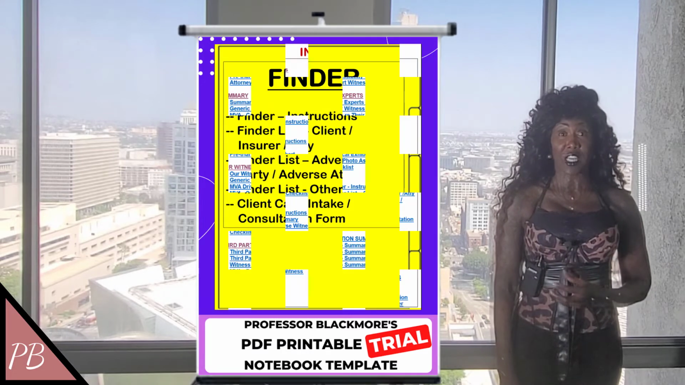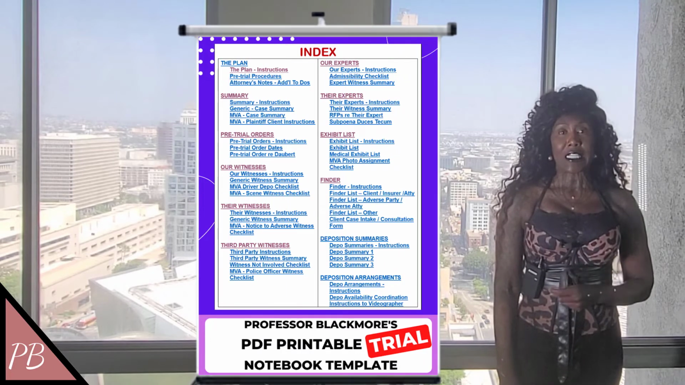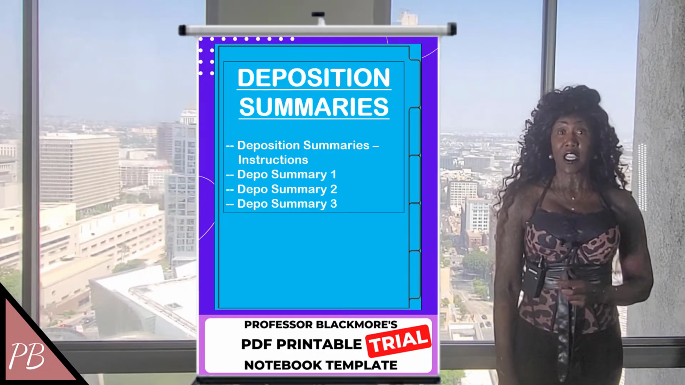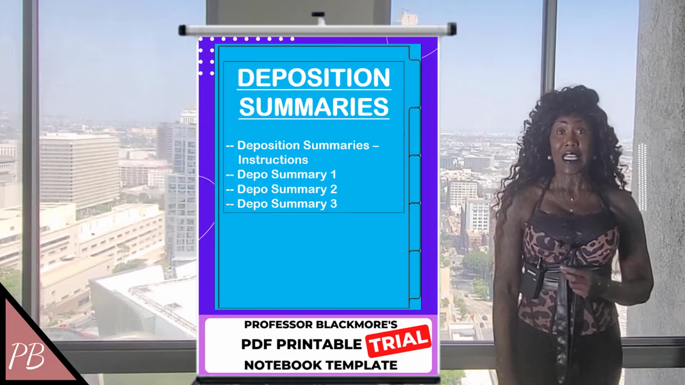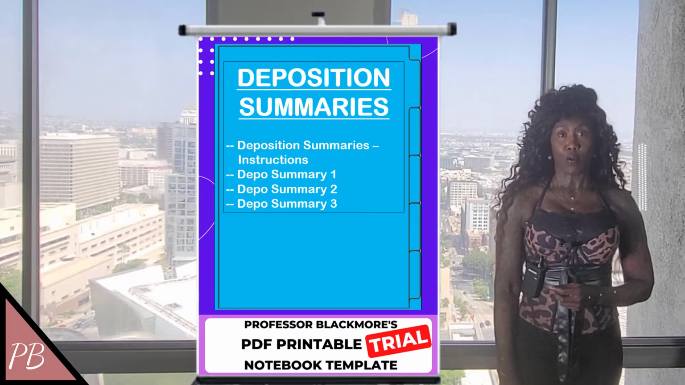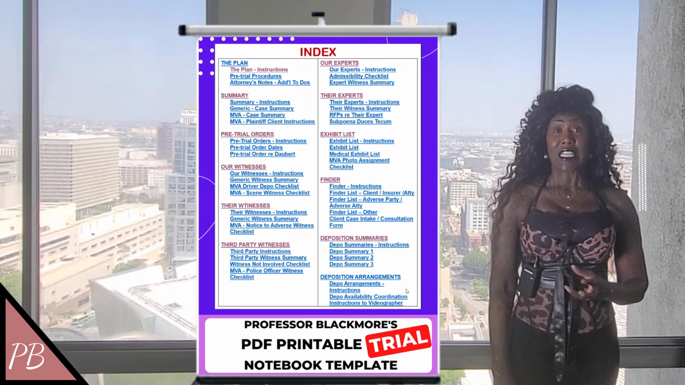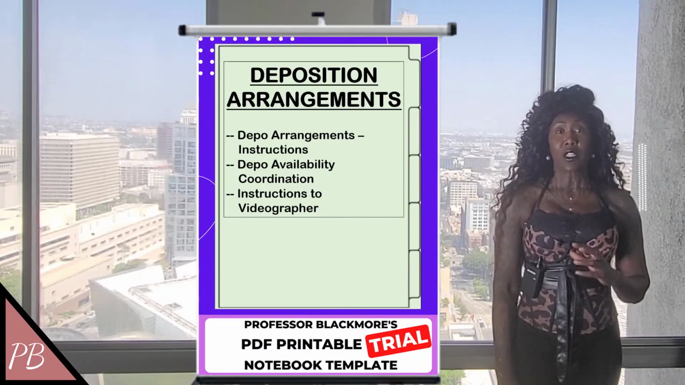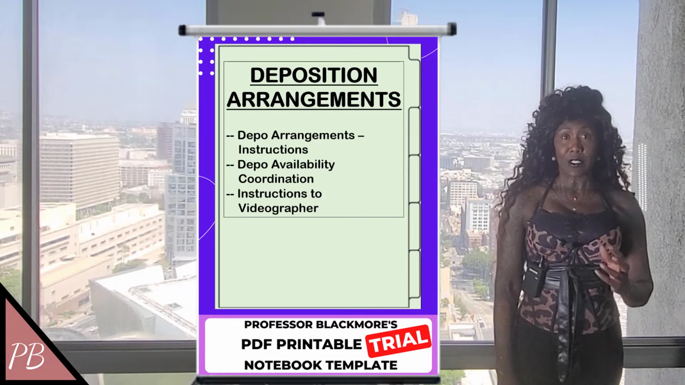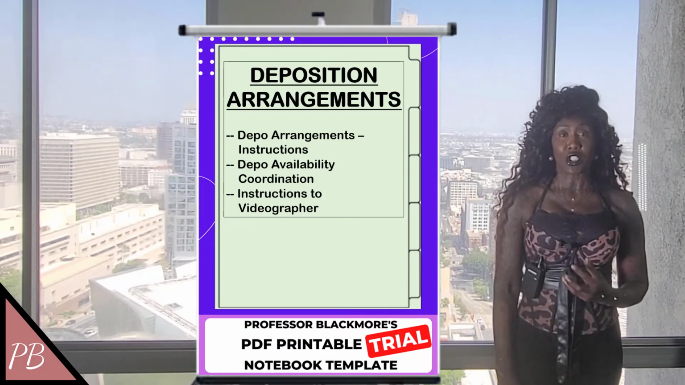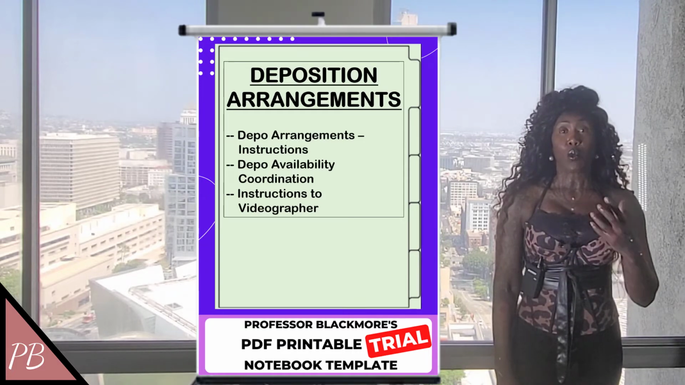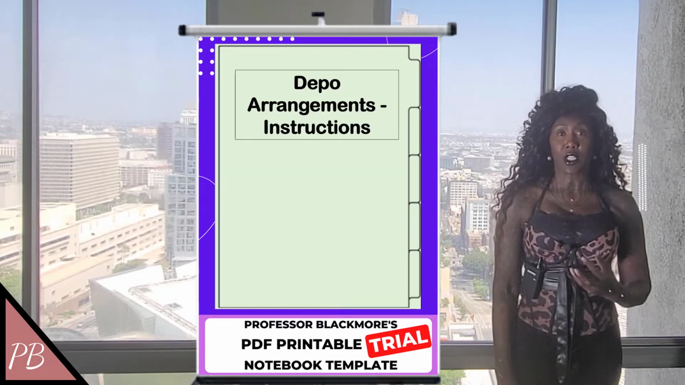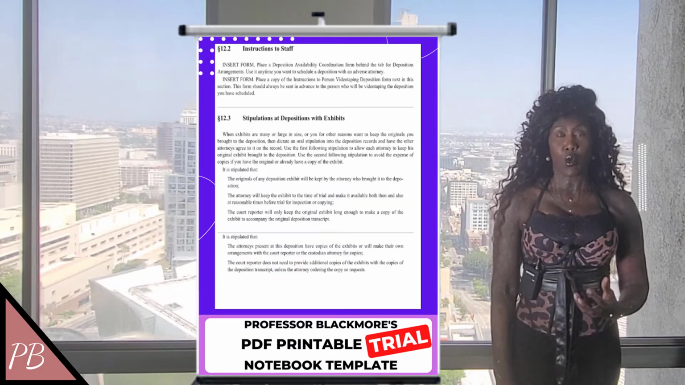And the next section is the Deposition Summary section, and here are some of the things you'll find in the Deposition Summary section of our notebook template. The next section is the Deposition Arrangement section, and here are some of the things you'll find in the Deposition Arrangement section regarding the arrangements that you need to make with any of your particular deponents in order to set the witness for deposition.